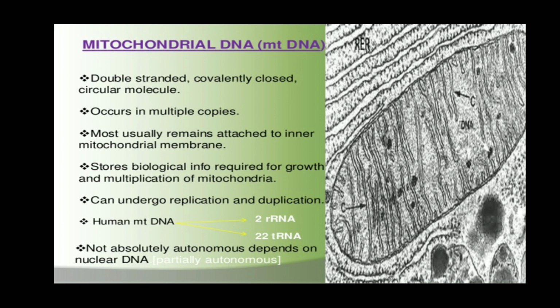The human mitochondrial DNA is also circular in nature, but not absolutely autonomous. It also depends on the nuclear DNA. That's why it is called a partially autonomous or semi-autonomous cell organelle.